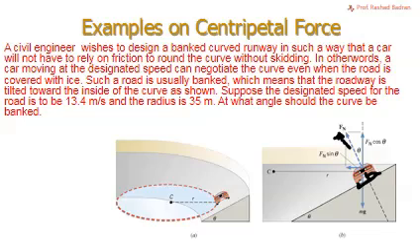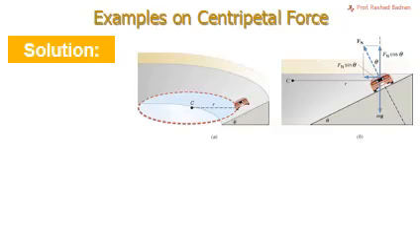Now, to continue solving this problem, you resolve the normal force into two components, one perpendicular to the radius of the expected circle that the car is going to go through, which is this one, and the one along the radius, that's Fn sine theta, where theta is the angle between Fn and the perpendicular to the radius, which is the same as the inclined angle.